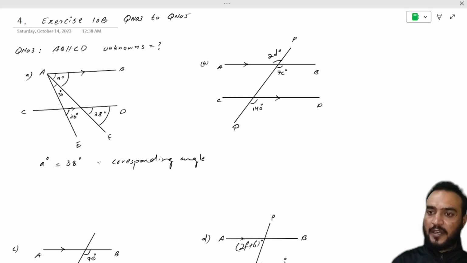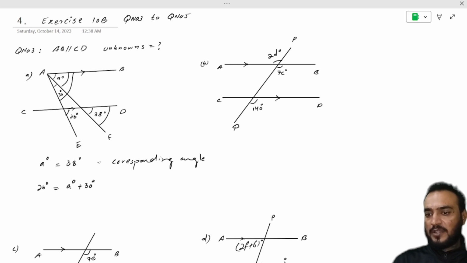These are corresponding angles. At the same time, this angle 2b degree is corresponding to both these angles, a degree plus 30 degree. So 2b degree is equal to a degree plus 30 degree. We have to find the value of b degree.